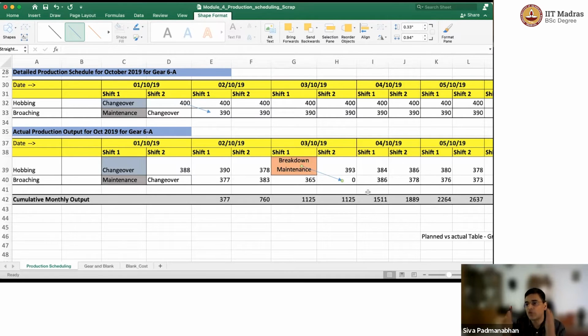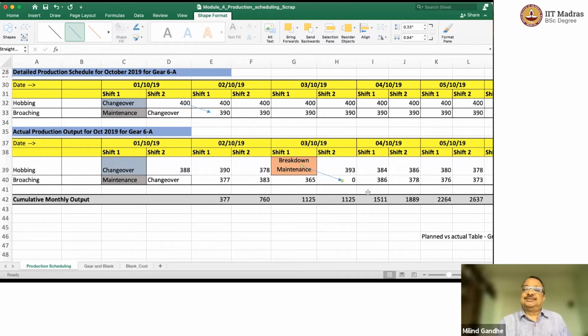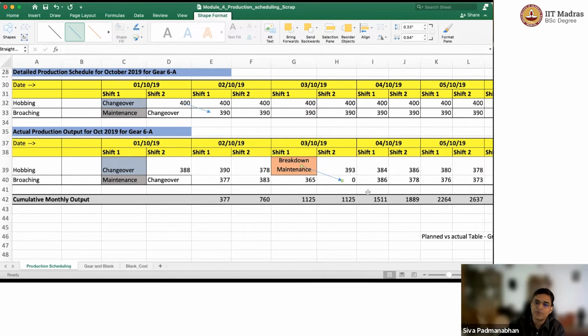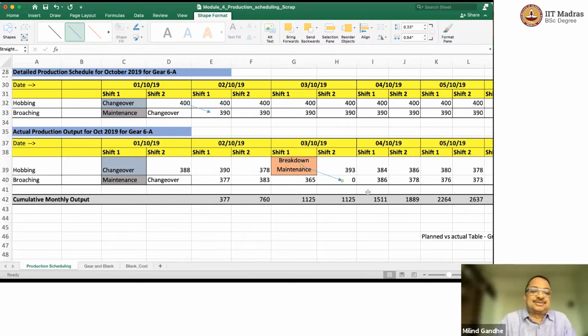But if you have 4 or 5 hobbing machines in parallel, and one of them broke down, there's no problem because you can continue using the other 4 hobbing machines. Otherwise there will be a ripple effect, right? Because the semi-finished product, or the work in progress, is not available for further steps in the production operation. Understood.